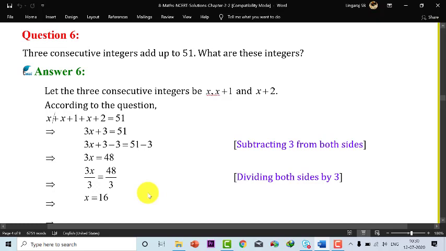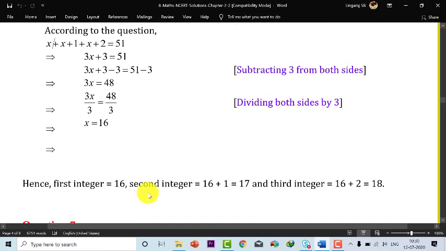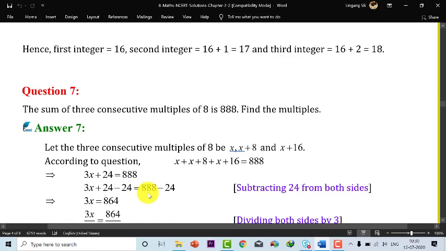Here we have to remove this 3, so divide both sides by 3. So 3x by 3 is equal to 48 by 3. Finally we got x is equal to 16. The 3 gets cancelled, 48 by 3 becomes 16, because 3 ones are 3, this 1 remains, then 18. 3 sixes are 18, so x equals 16. So hence the first integer is 16, the second integer is 16 plus 1 is 17, and the third integer is 16 plus 2 is equal to 18.